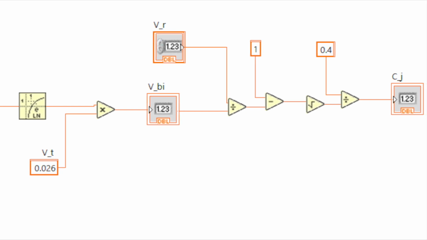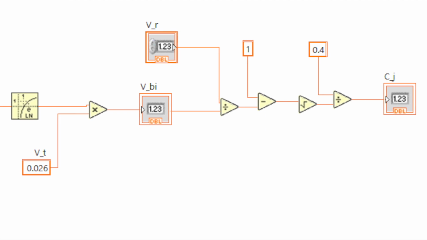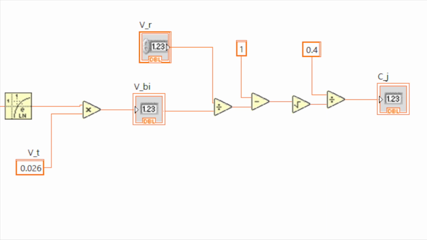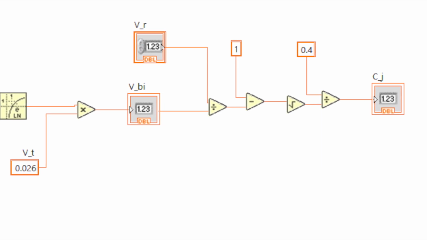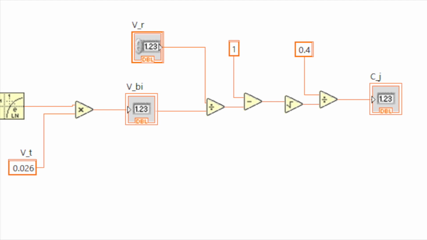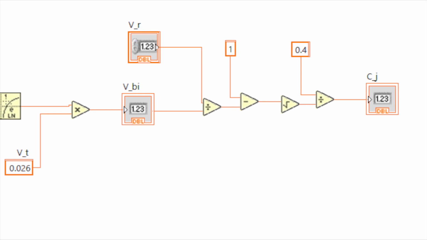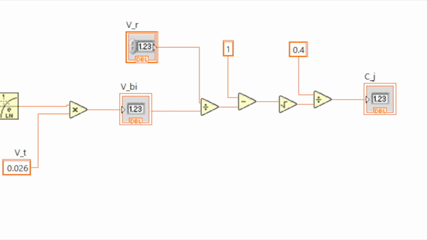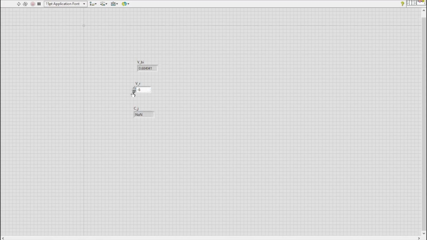And the output of the divider goes into a subtraction with the constant, and the output of that goes into the square root, and then the output of that plus another constant will go into a divider, and then the output of that will go into the CJ. And the CJ will also appear over on the other side on the front panel.